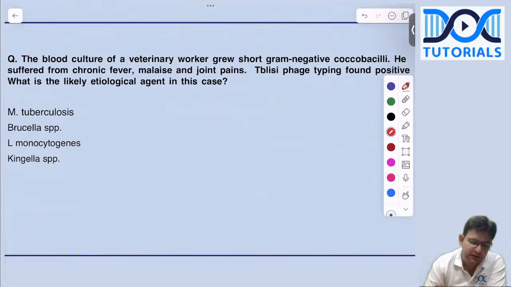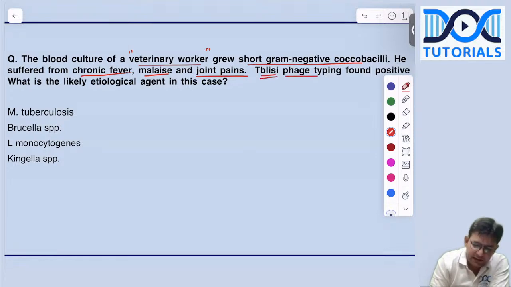A blood culture of a veterinary worker, meaning someone who handles animals, grew short, gram negative coccobacilli. He suffered from chronic fever, malaise, and joint pains. If you know these things, you can directly answer the question. Phage typing is done, and what is the likely etiological agent in this particular case?